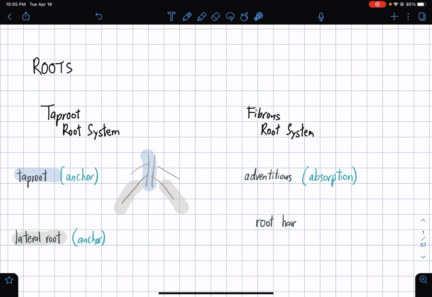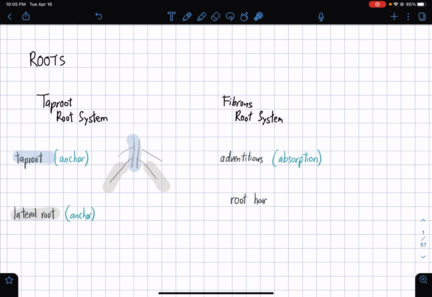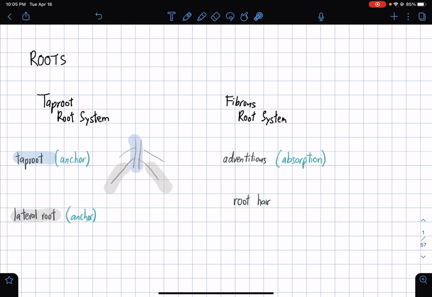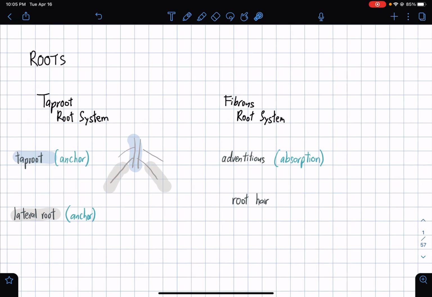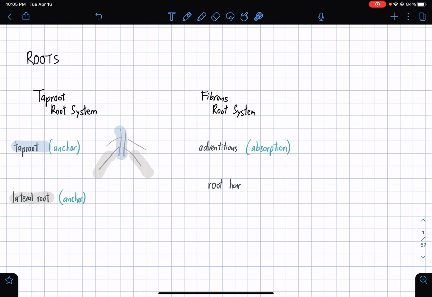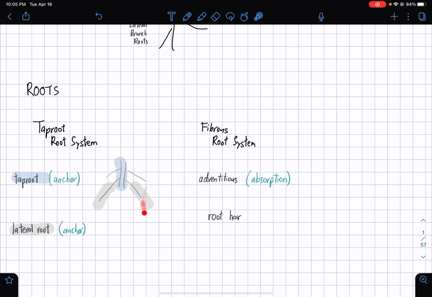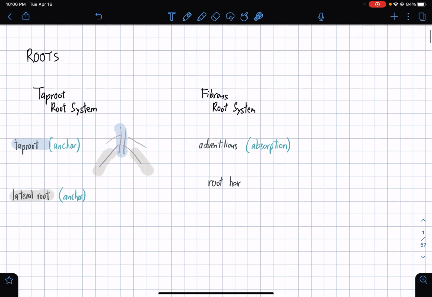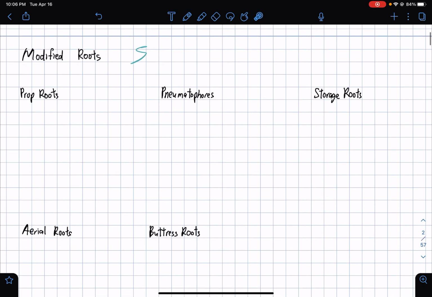It doesn't really make sense for someone who hasn't been familiar with these ideas yet, but I'm not sure. This isn't really that important in the scope of what we learned. So moving on, there are basically five kinds of modified roots: prop, pneumatophores, storage, buttress, and aerial. Each one has a unique function.